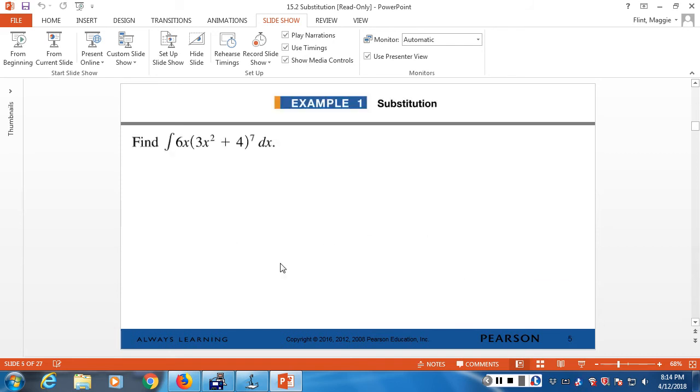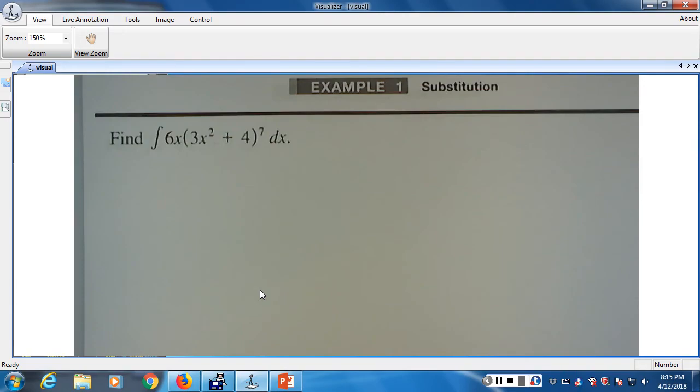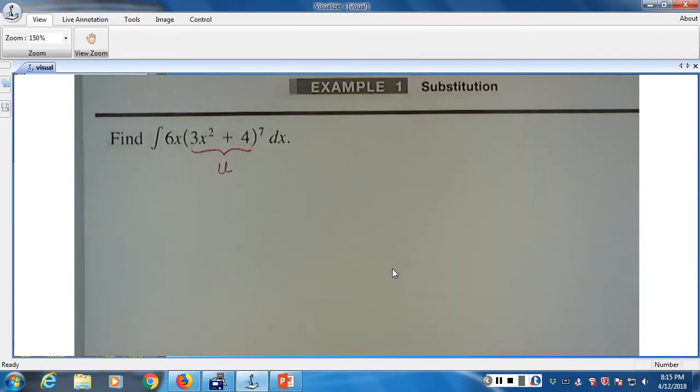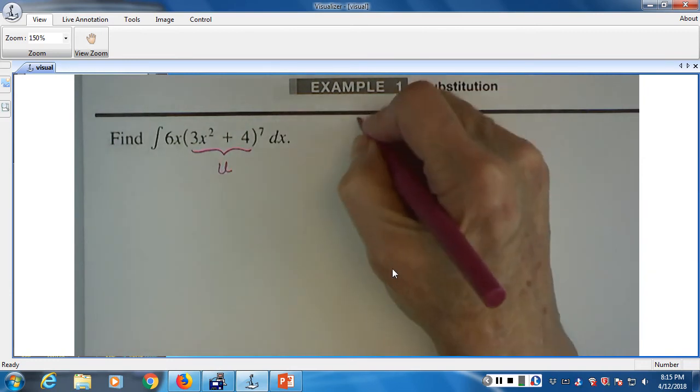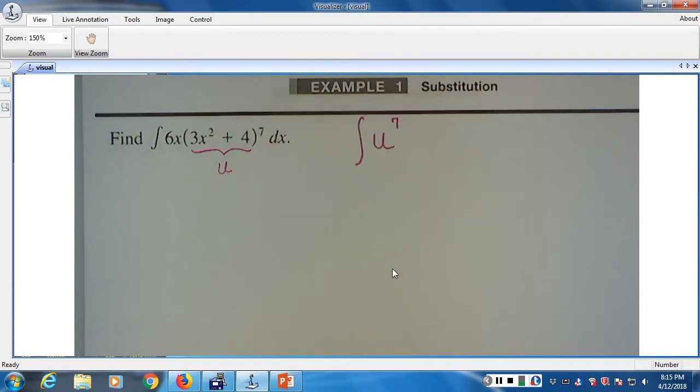So here's our first example. What part of it do you think is the chain rule? That's right, that's the (3x squared plus 4) in parentheses to the 7th power. So I'm going to switch over and use the overhead. And we're going to see if we can work that problem. So what you've just told me is that you think this is what they're calling u. Okay? So what we're doing, we think, is the integral of u to the 7th power.